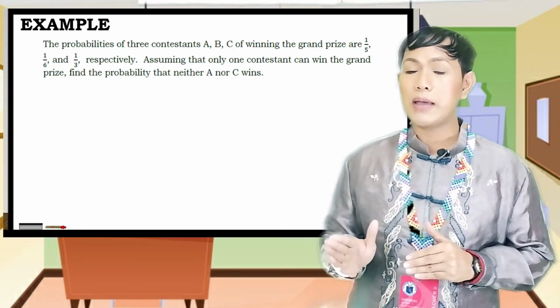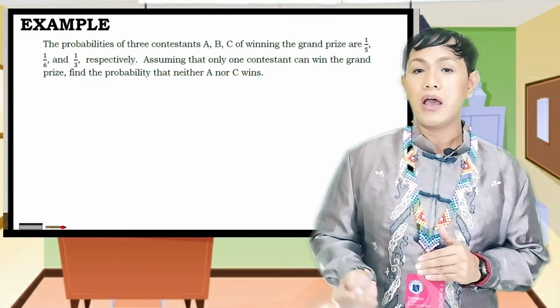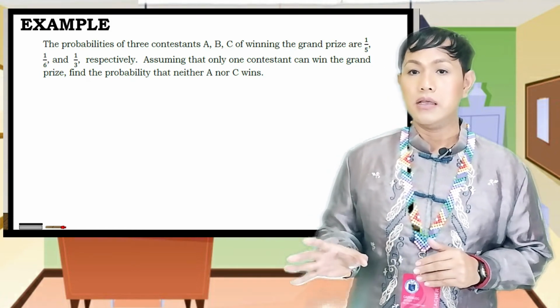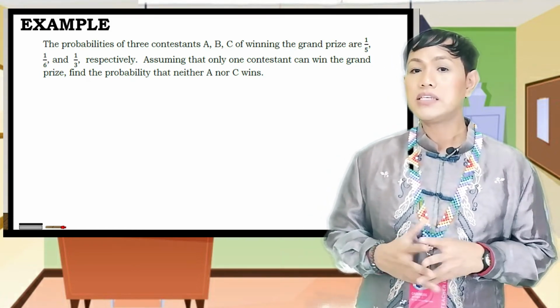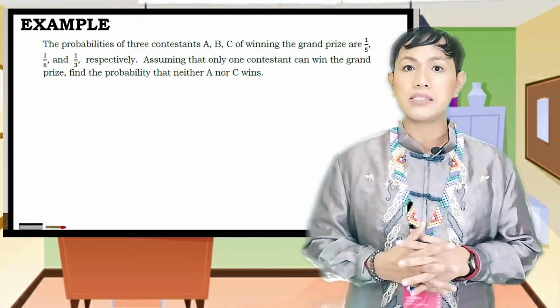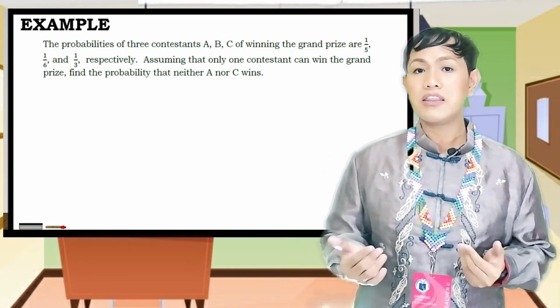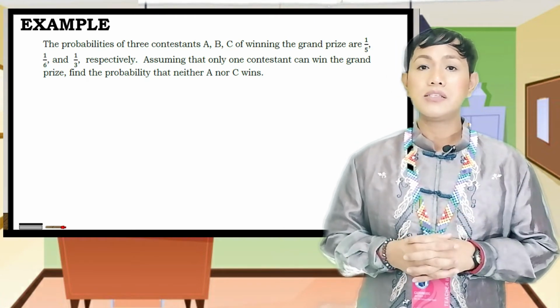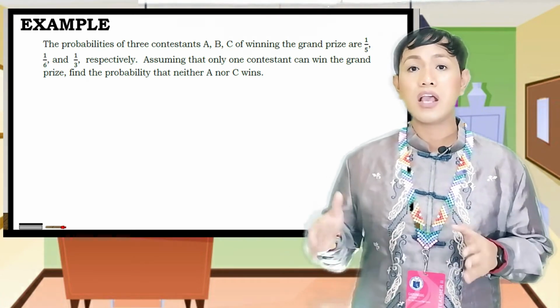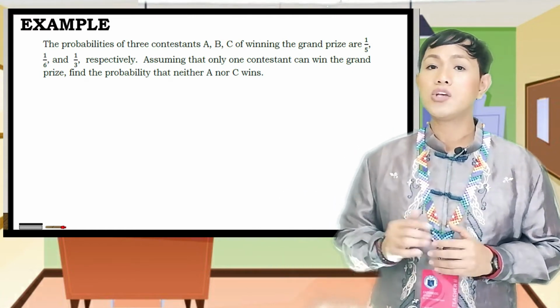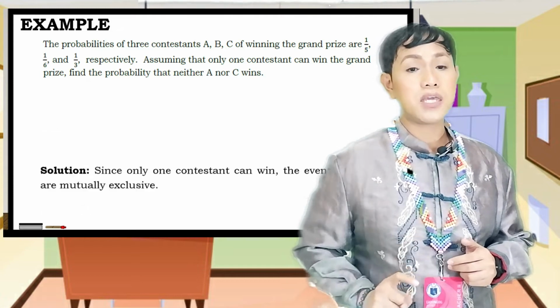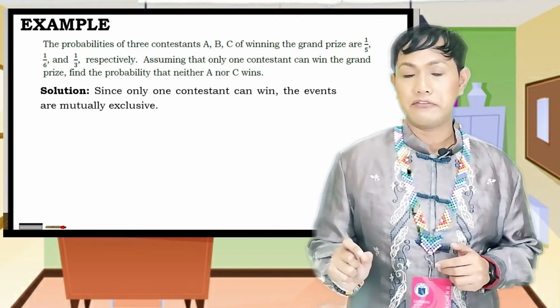Remember that the question being asked is the probability that neither A nor C wins. But there isn't any mention about the probabilities of neither A nor C. What is given to us is the probabilities that they are going to win. Since only one contestant can win, the events are said to be mutually exclusive.